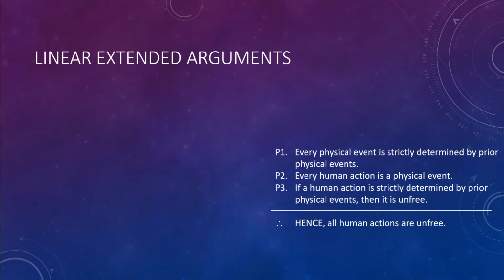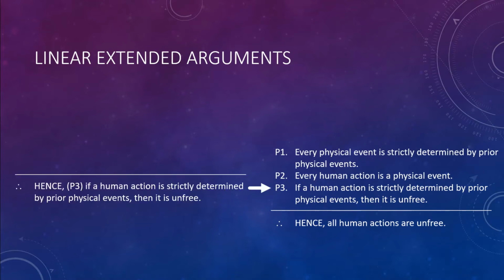Here's an example from earlier, the argument against human free will. It has 3 main premises and a conclusion. But suppose that the person presenting this argument backs up one of their premises. Suppose they offer an argument that supports the 3rd premise, which says that if a human action is strictly determined by prior physical events, then it is unfree. This claim is known as the thesis of incompatibilism. It basically says that being caused and being free are incompatible with each other.